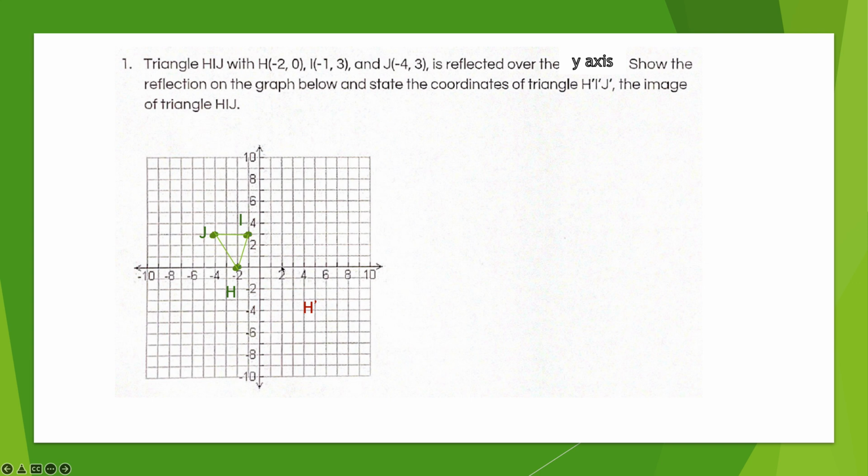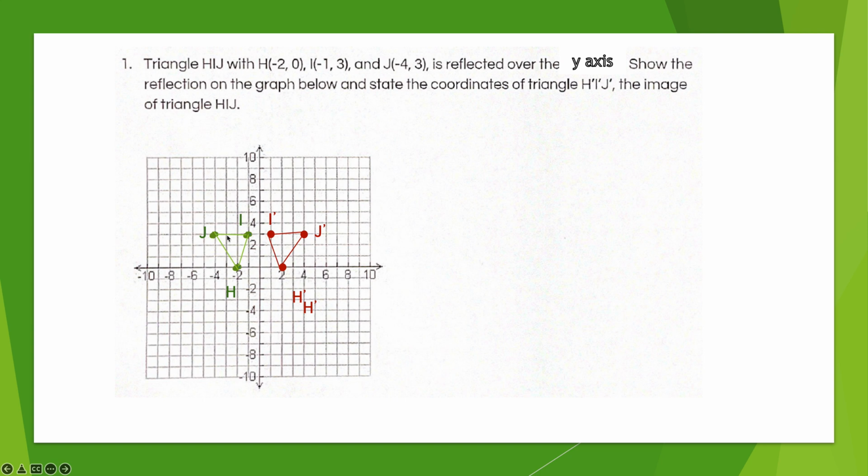So that gives me these coordinates. There's H prime. Now let's try this coordinate up top here, 1, 1. Let's try J to J prime, 1, 2, 3, 4, 1, 2, 3, 4. And of course, we connect the dots. And if you look, it looks like a mirror image around the y-axis, and that's what we were reflecting over.